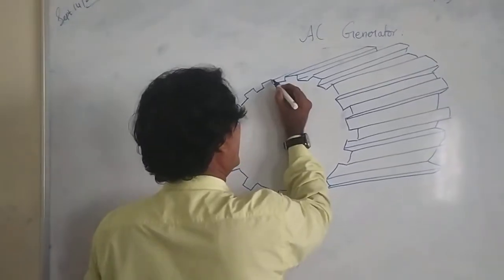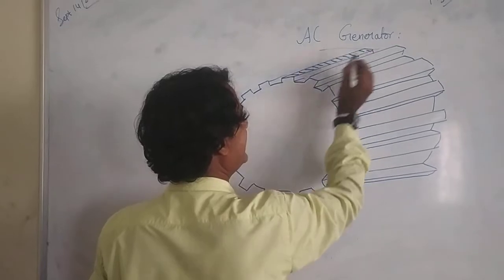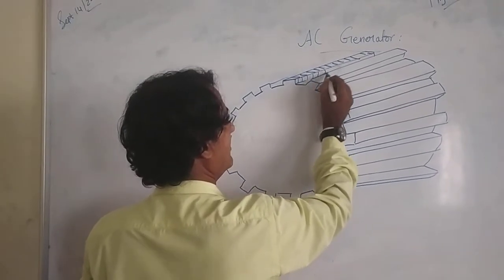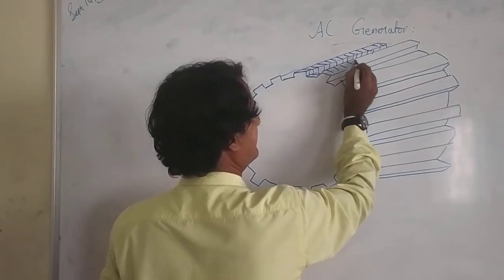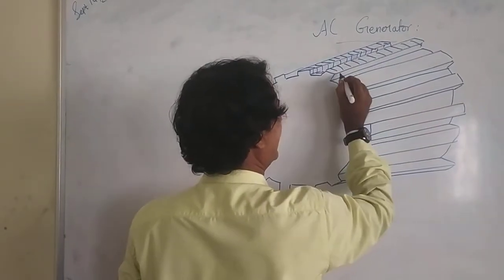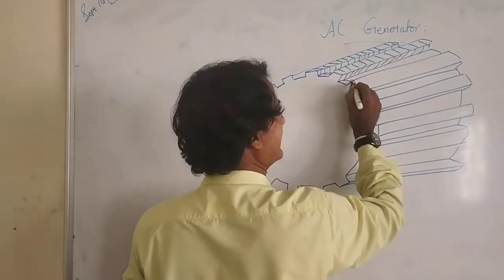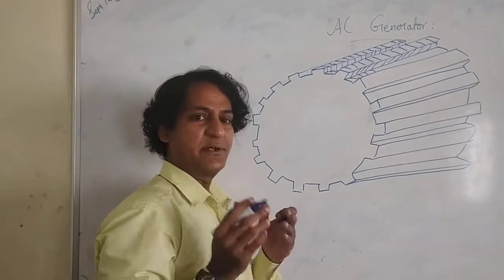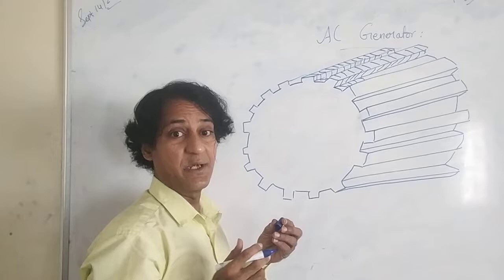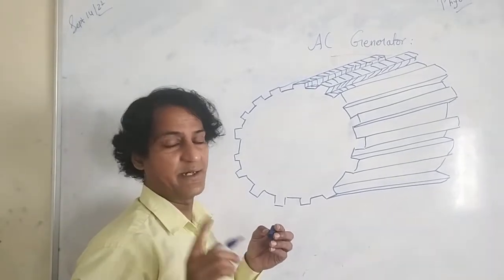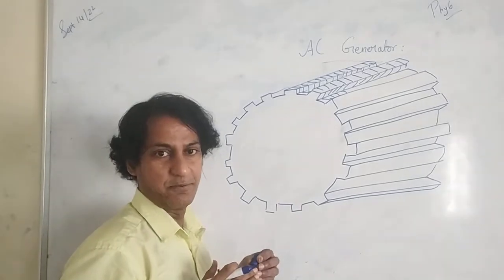So these are the laminated sheets. In between each laminated sheet, we are insulating with a paper. So why do we go for the laminated sheet of soft iron core? And what is the purpose of using the soft iron core? The soft iron core is mostly preferred for the AC generator because it can get easily magnetized.